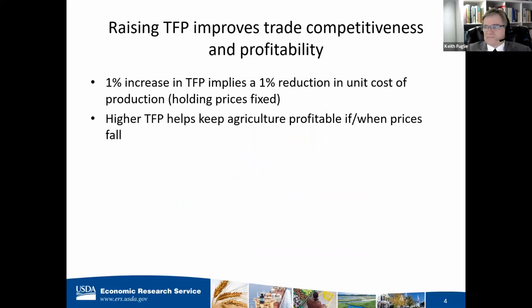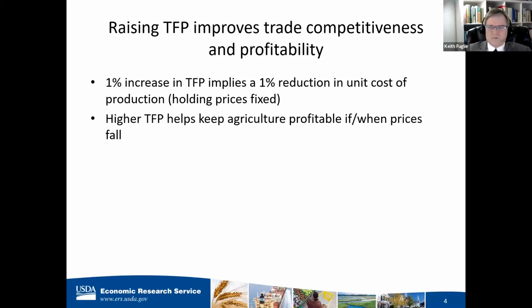Next slide, please. Now, this increase in TFP and the way we measure it has direct implications for both trade competitiveness as well as profitability of the agricultural sector. Because basically, a 1% increase in TFP means that for a given volume of output, you're using 1% fewer resources. That means a 1% reduction in the unit cost of production, so long as prices don't change. But of course, prices do change over time.